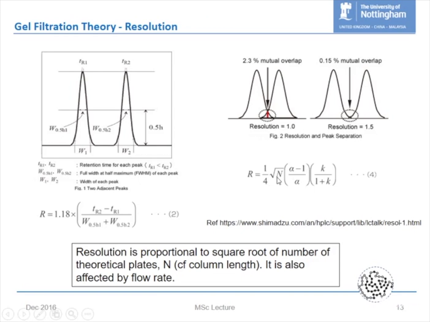One way we can increase the number of theoretical plates in a column is to increase its length. Increasing the length of your column gives you more resolving power, which allows you to move into a state like this rather than this. But you have to remember that the resolution is proportional to the square root of the number of plates, or the square root of the length of the column. So you do get an advantage by having longer columns, but it's based on a square root relationship.